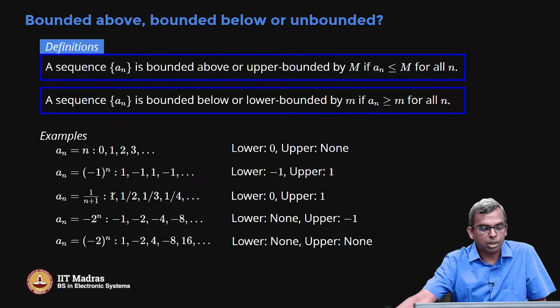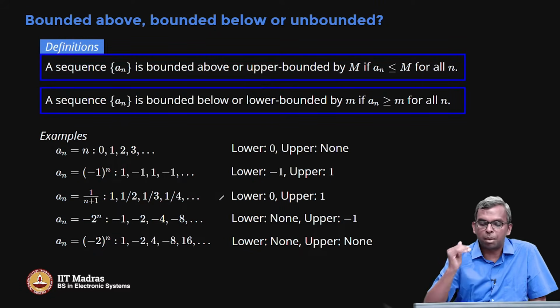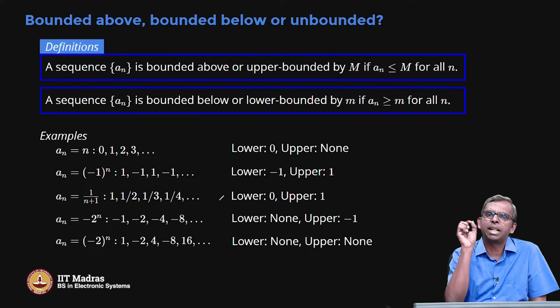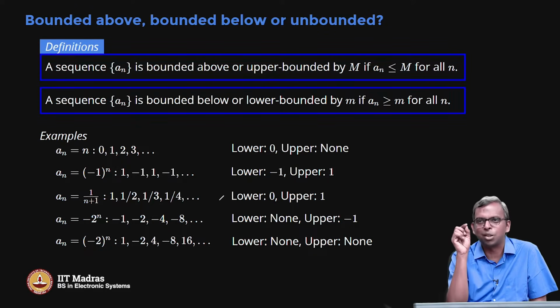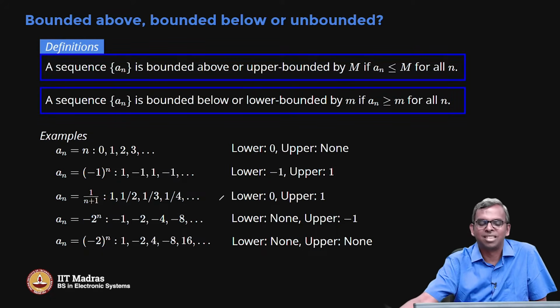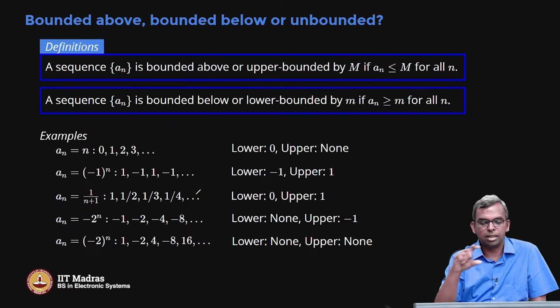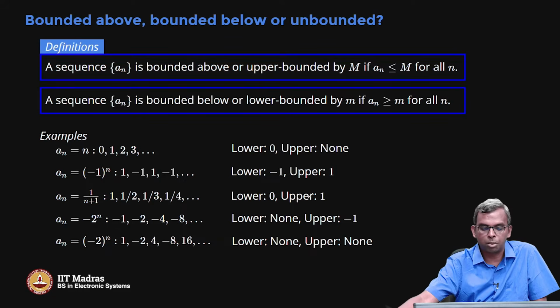Here is the 1 by n sequence: 1, 1 by 2, 1 by 3, 1 by 4, and so on. The lower bound is 0. How did I get that? This is a pretty interesting lower bound. Why is the lower bound 0? Every value I take, however large n may be, 1 by n will never be 0. It will always be above 0. It's positive, maybe very, very small, maybe 10 power minus 200. Still, it's not 0, it's a little bit above 0. So the lower bound is 0. What about the upper bound? The upper bound is 1. Every value is below 1: 1, 1 by 2, 1 by 3. So the 1 by n sequence is lower bounded by 0 and upper bounded by 1.